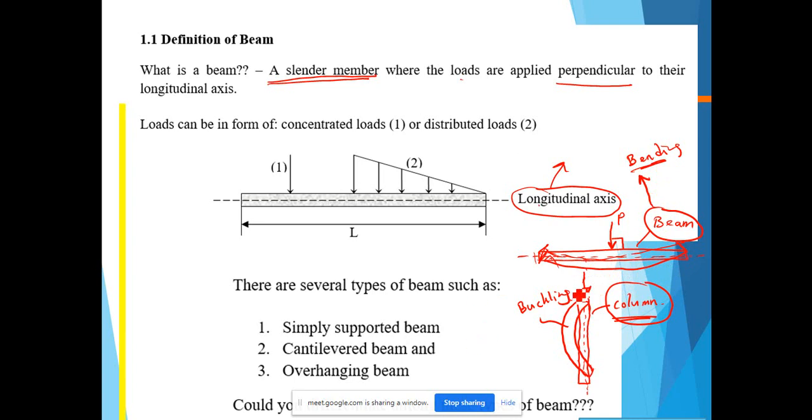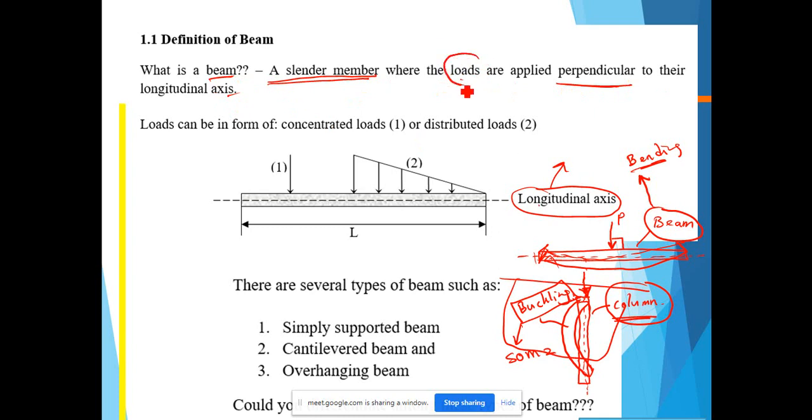What is buckling? You will learn in detail in Strength of Material 2. In Strength of Material 2, we have topics on buckling: how to analyze, how to calculate the stress and strain of the structure under buckling. So forget about buckling, we focus on bending. That is the definition of a beam: a slender member where the loads are applied perpendicular to its longitudinal axis.